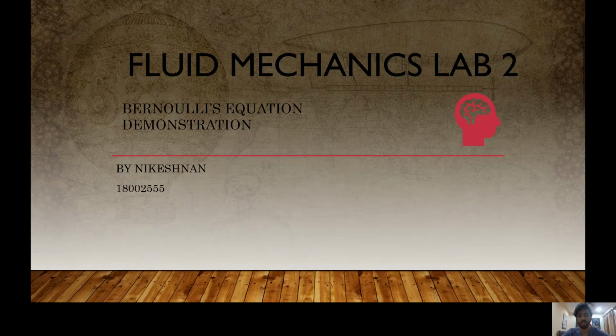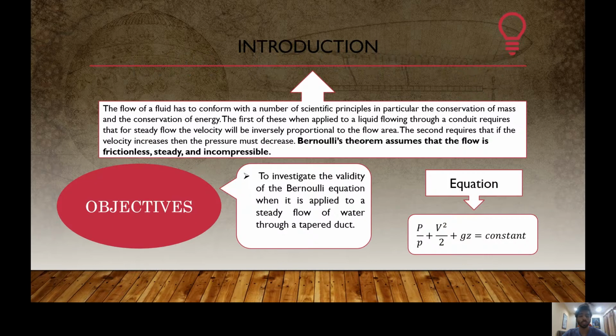Now let's begin. A little bit of an introduction to this experiment and the flow of fluid. A flow of fluid has to conform with a number of scientific principles, in particular the conservation of mass and the conservation of energy. The first of these principles, when applied to a liquid flowing through a conduit, requires that for steady flow, the velocity will be inversely proportional to the flow area. The second principle requires that if the velocity increases, then the pressure must decrease.